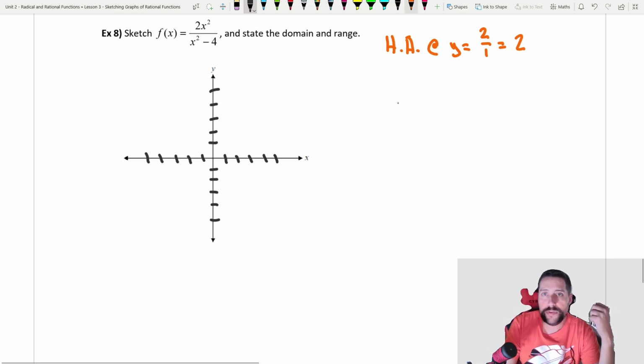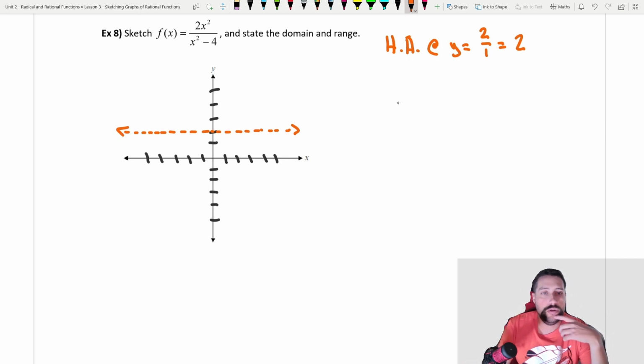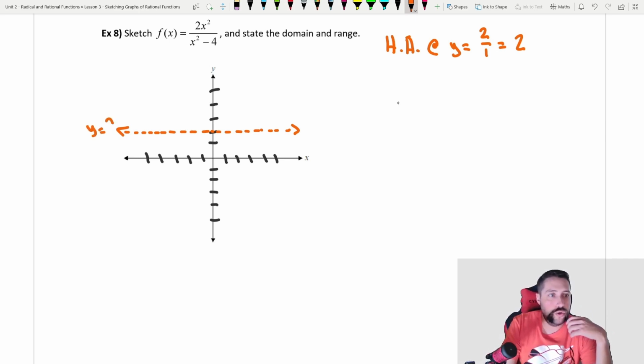Like so. And we can add it in. Here is our horizontal asymptote, and y is equal to 2. Okay, so y is equal to 2.